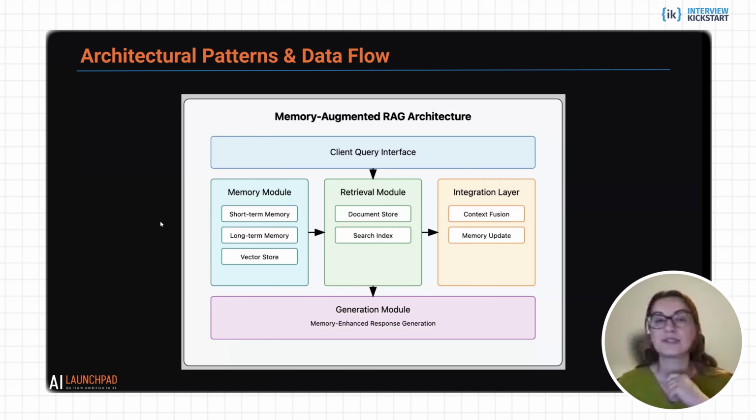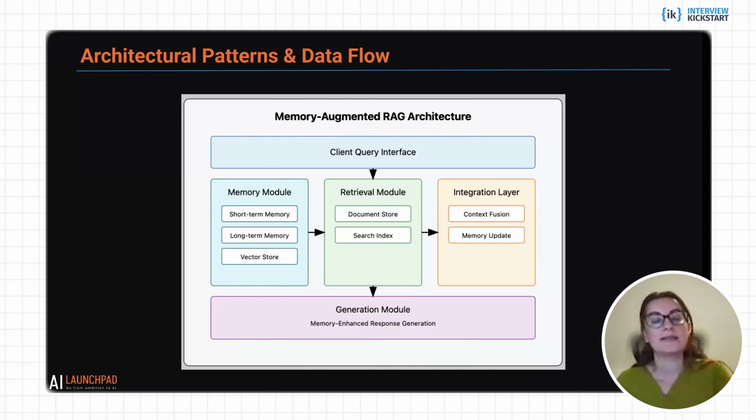Then we have the retrieval module in the center that connects to, for example, a document store like PDFs, databases, SharePoint, whatever you want, and a search index. And this is where the system fetches relevant information from both documents and memory embeddings.